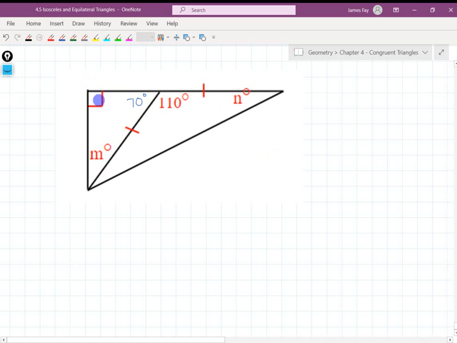Or you could use the corollary of the triangle angle sum theorem that said if you're in a right triangle, which is what we're in, the two acute angles are complementary. So if 70 and the other angle have to be complementary, they have to add up to 90, so the other one's 20, right? So I got M to be 20. Now, how do I find N? N is this angle right there. Yep, that's exactly how you do it.